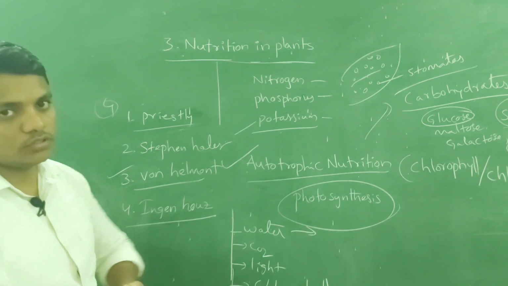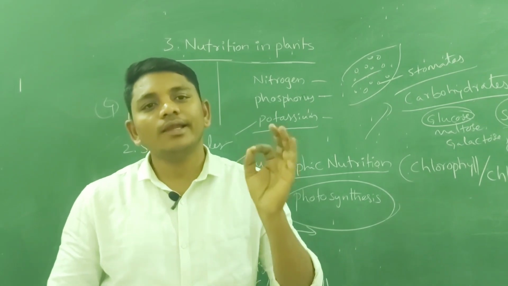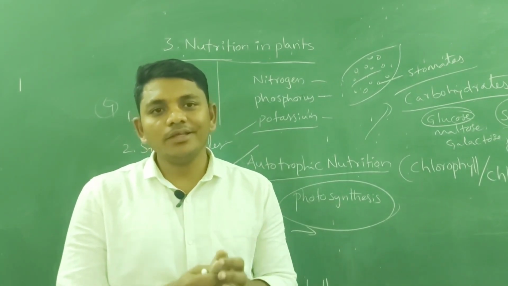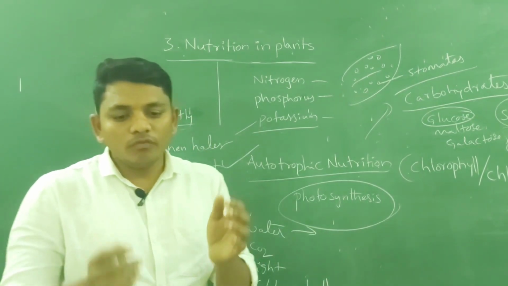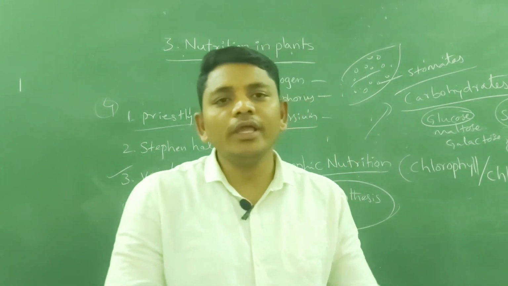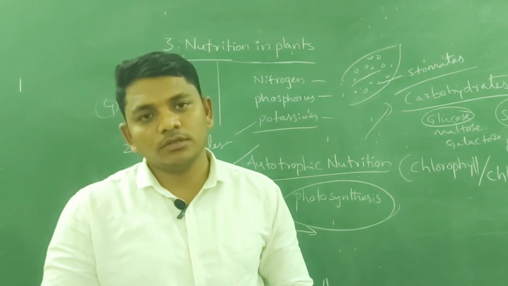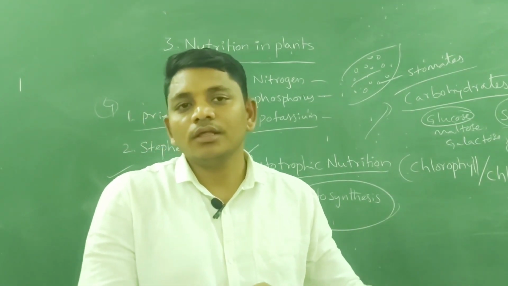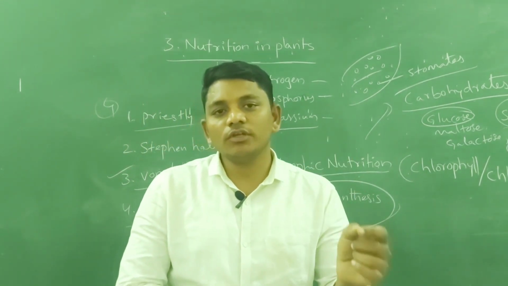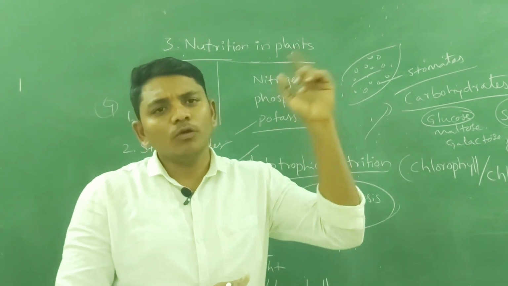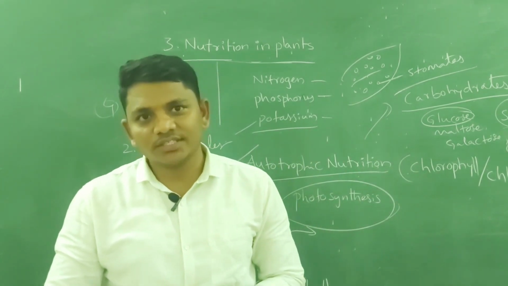Fourth one, Ingenhousz. He said that for the photosynthesis process, plants need light, which means light is essential for photosynthesis. If we keep the plant in the light, then only it can do photosynthesis and synthesize carbohydrates. If we do not put the plant in the light, then it cannot synthesize carbohydrates, because for the synthesis of food material it needs light. Otherwise, photosynthesis will not occur and food may not be synthesized.